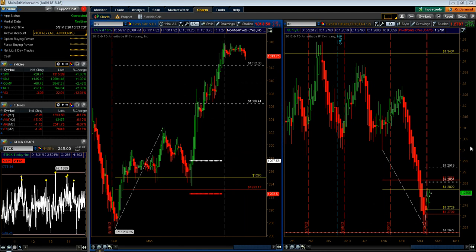Kevin asked, do I still use tape reading? No, I took off my time and sales chart that I used to have here on the right. I found that it was nice to have, but I really wasn't using it to execute trades. I really wasn't using it for any sort of actual trade confirmation or execution. So it just added clutter to my screen. So that was part of my condensing, simplifying on my screen. That was one of the things that went.